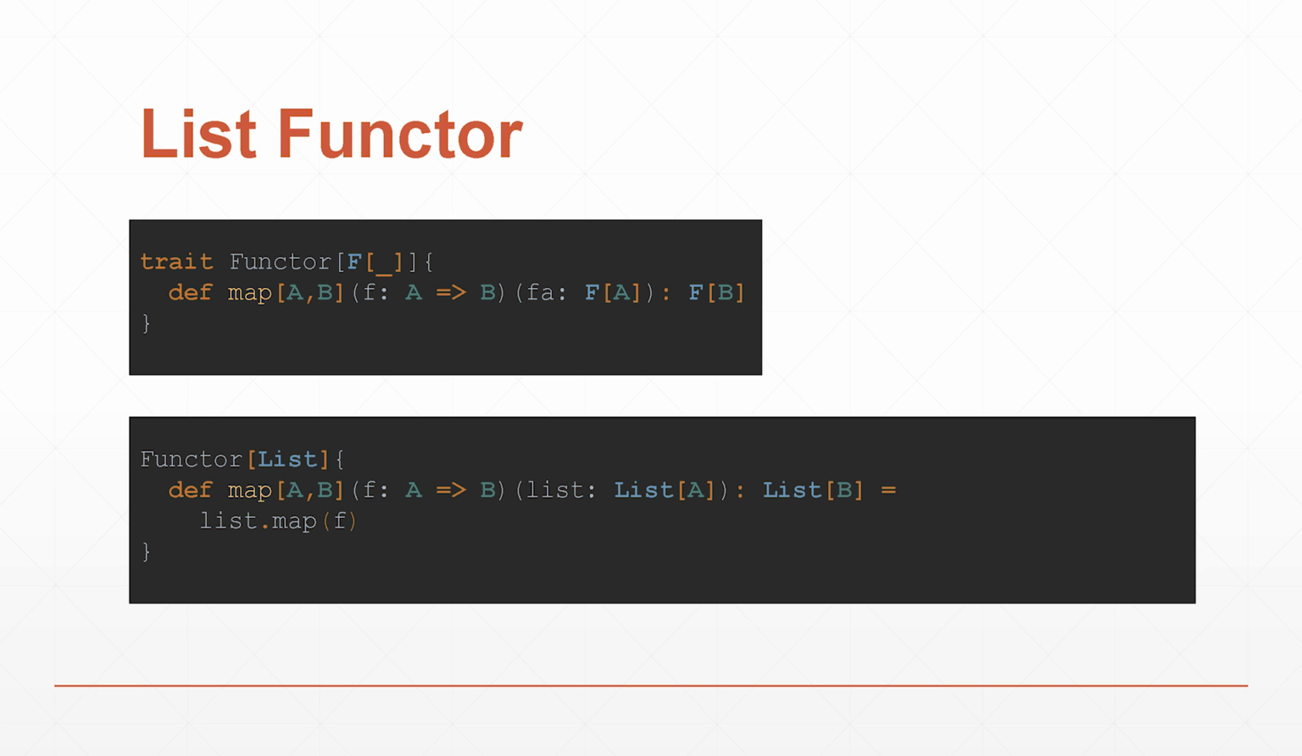So, let's look at the functor for list. You know this, just a function map on lists, right? From the standard library. So, for example, we have the list 1, 2, 3, and we give it the function plus 1. We'll get back the list 2, 3, 4. It applies the function to each element. All right?